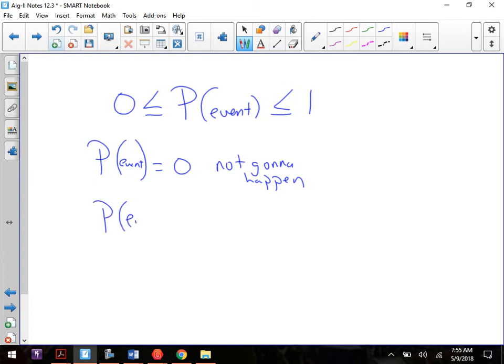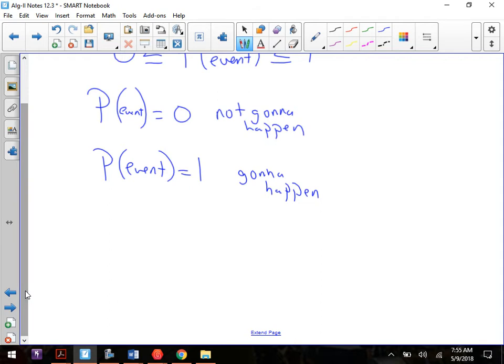If the probability of an event equals 1, it happens. It will happen. It's going to happen. Like the probability of heads equals 0.5.